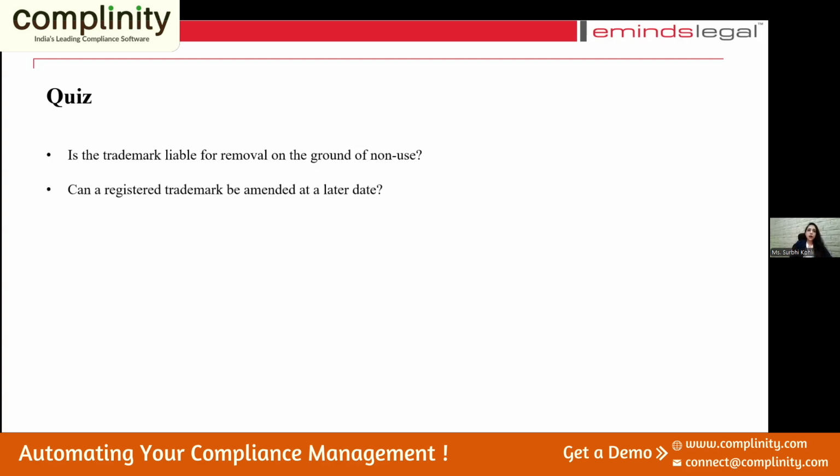So the next one is, can a registered trademark be amended at a later date? Once it is registered, if you want to amend it, can you do that? Okay, answers please, audience. Can a registered trademark be amended at a later date? Most of the people are saying yes, but we have one no as well. But mostly it is yes.